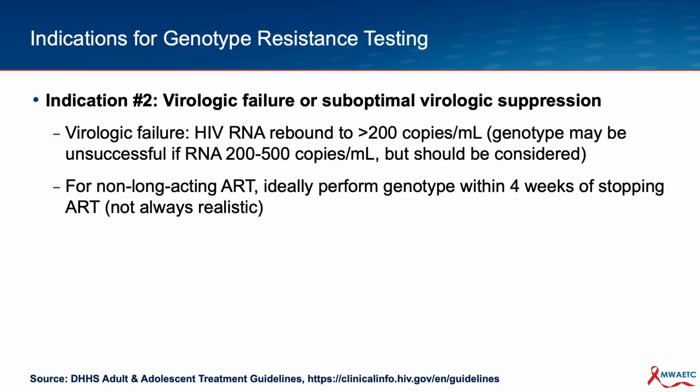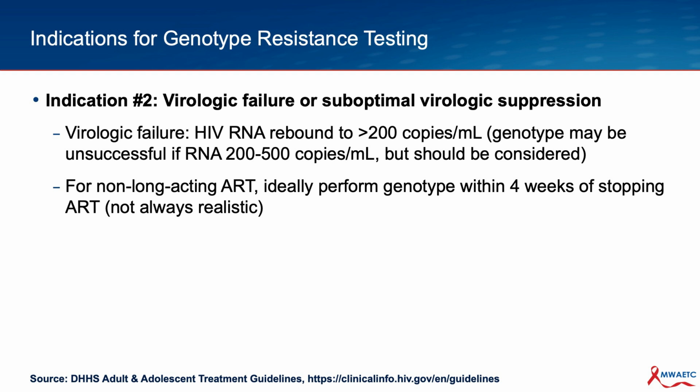The other indication for genotype resistance testing is virologic failure or suboptimal virologic suppression, and I'll give you definitions for what that means. We've talked about how the guidelines have updated the definition of virologic failure to be HIV RNA or viral load rebound to above 200 copies. It used to say 500, now it clearly says 200.